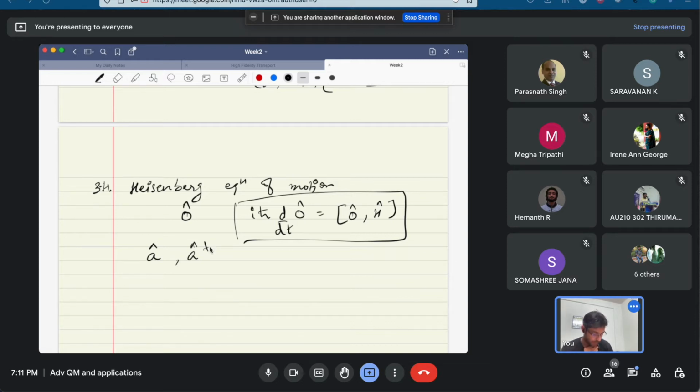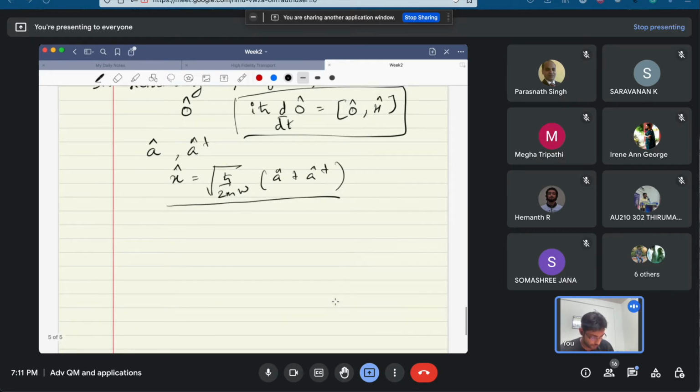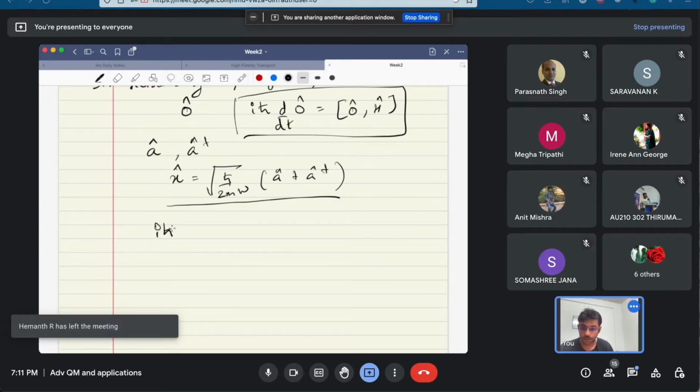Now we have to find it for two operators, that is a and a dagger, and we know that x, the position operator, is defined in the form that we have already seen, that is a plus a dagger. So if we find the time dependent a and a dagger operators, you can easily put them into the x operator to find the time dependent position operator. So first let's go for a dagger.